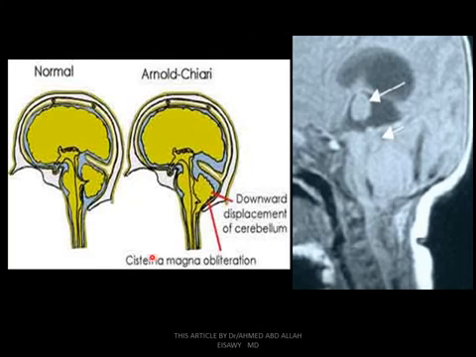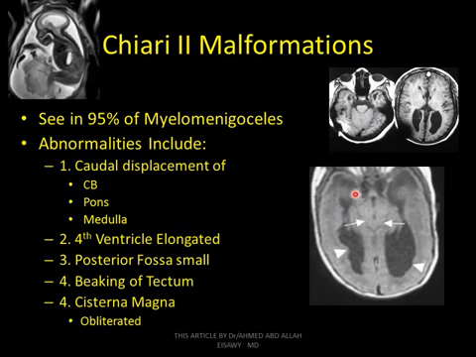Arnold-Chiari. As you see, this is normal. This is cerebellum and tonsils. This is Arnold-Chiari, downward displacement of cerebellum and tonsils, with this herniation causing cisterna magna obliteration. As we see, this is a sagittal T1 image of the brain.